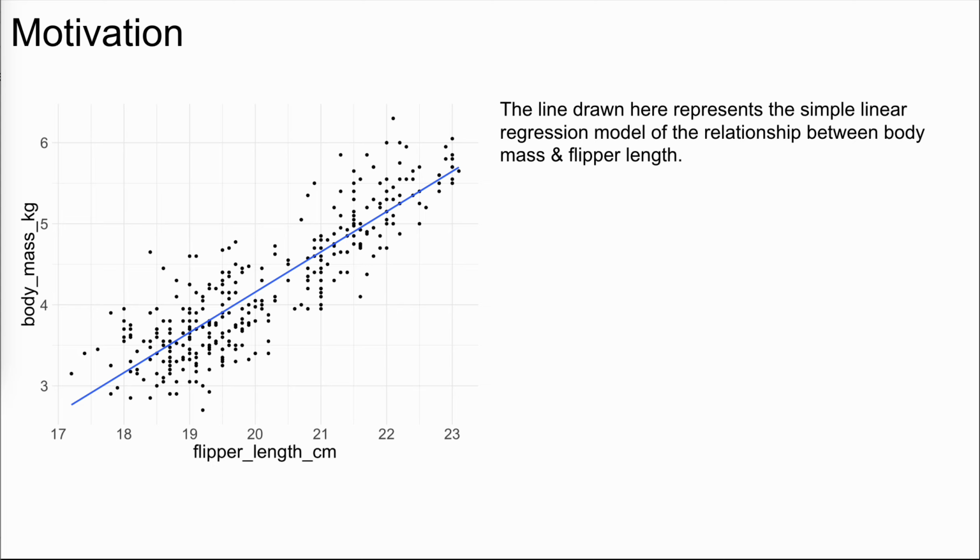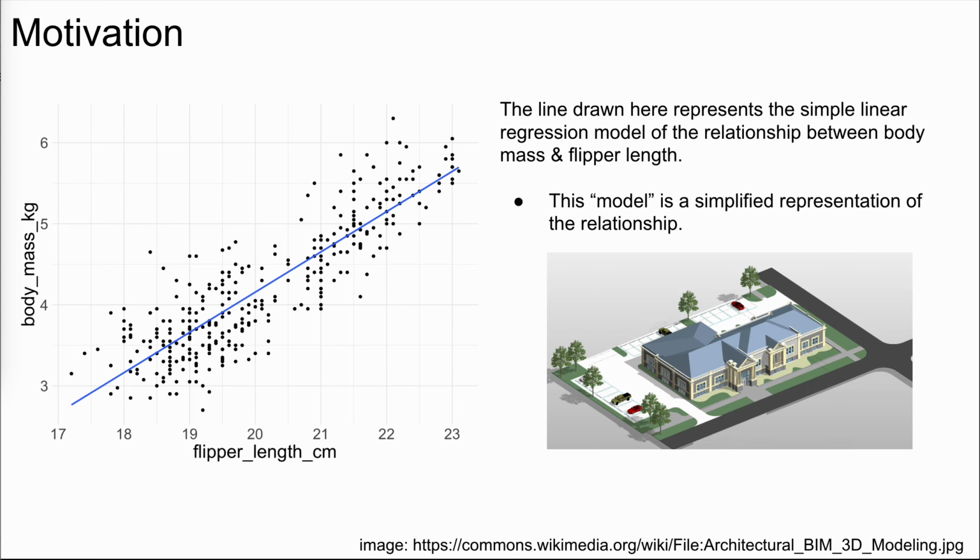In general, models are simplified representations of reality. For example, an architectural model of a house captures the key features of an actual house, but is not the house itself, thus cannot capture every detail. Similarly, this statistical model is a simplified representation of the relationship between body mass and flipper length. The actual more nuanced relationship is not actually dictated by a line.